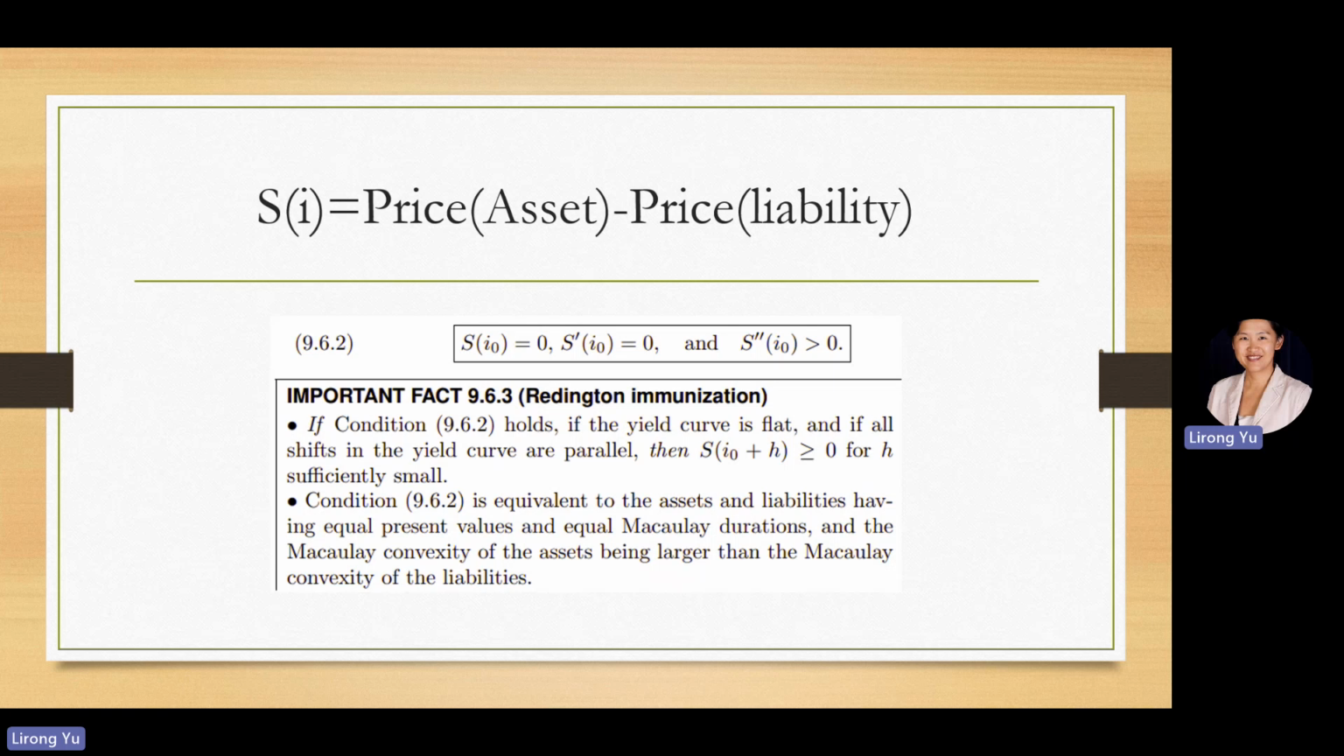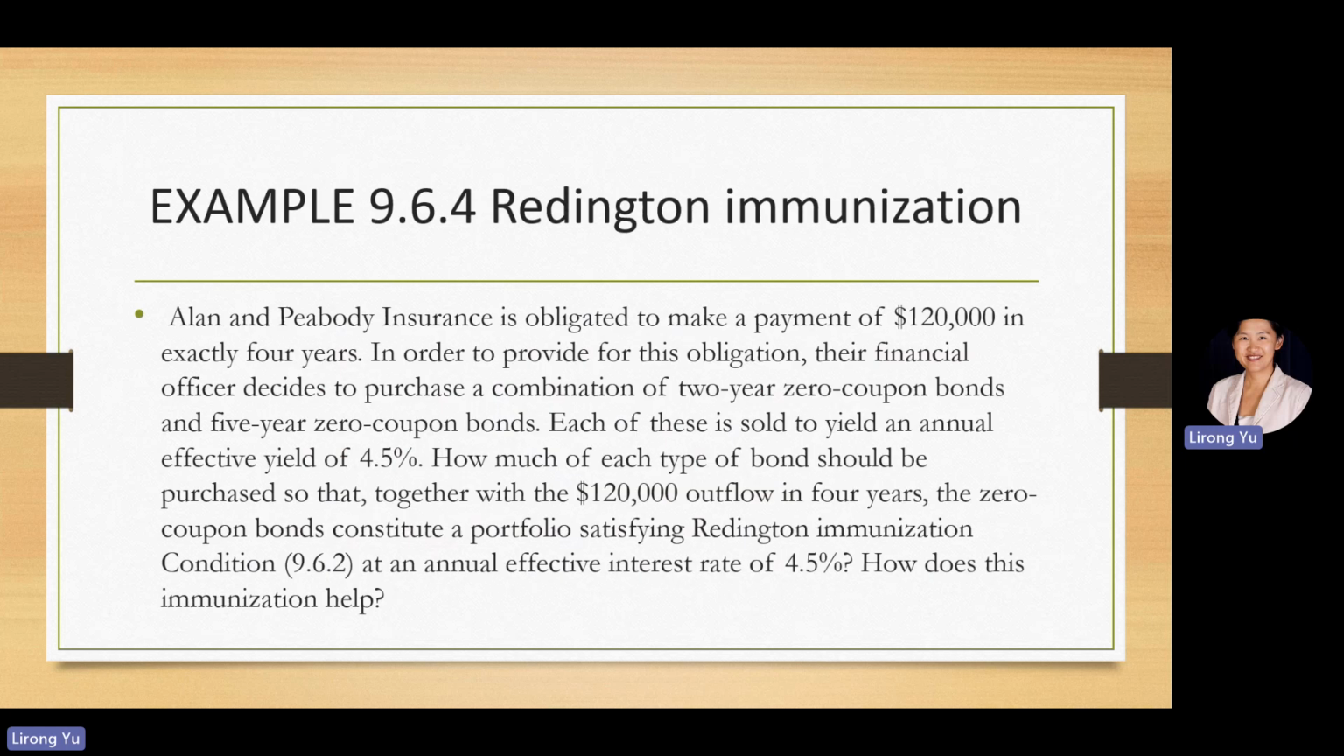Okay, so Redington immunization does have a little bit more requirement than the full immunization. All right, so here we have a little example. Allen and Peabody Insurance is obligated to make a payment of 122,000 in exactly 4 years.